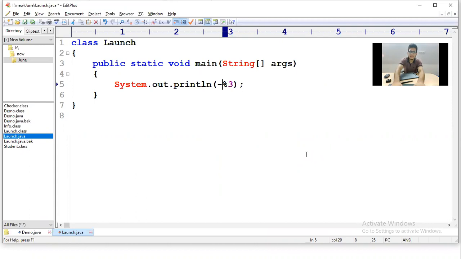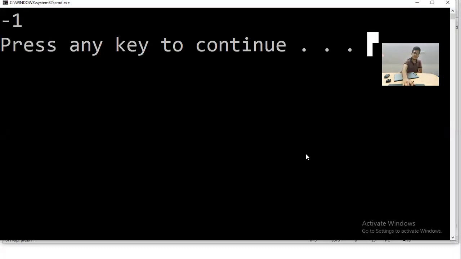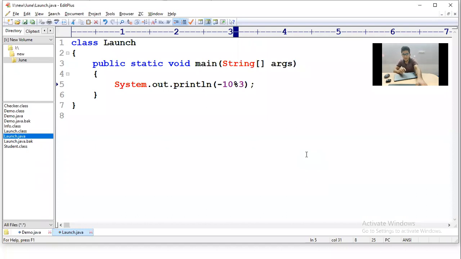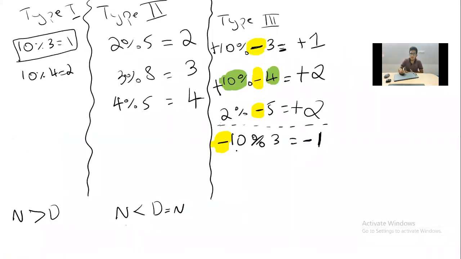The answer is minus 1, as you can see. So definitely our techniques, our tricks are working here. Then I have done type 1. Let me do type 2. So what is minus 2 modulus 5?